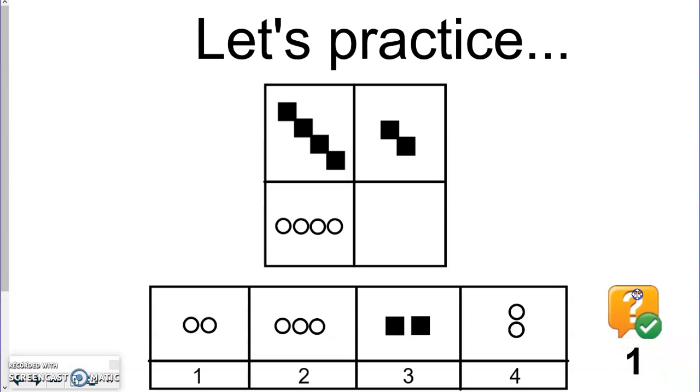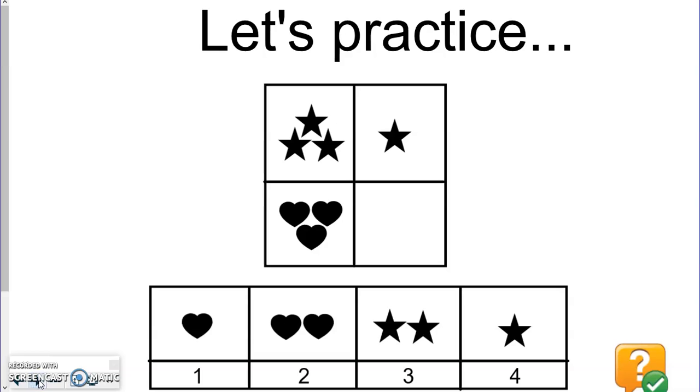All right, the correct answer to this one is number 1. Number 1 is correct because it has 2 circles. And those 2 circles are in the same orientation or the same shape as what we see here in figure 3. They're going from side to side, which is horizontal. All right, let's practice another one.